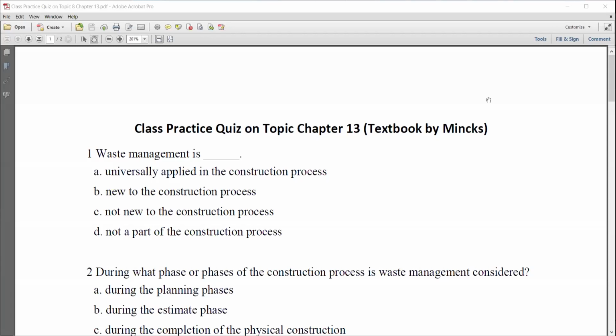So what is the correct answer? New to the construction process. New to the construction process. New to the construction process. Okay, how about any other answer? Maybe D. Not a part of the construction process. Okay.